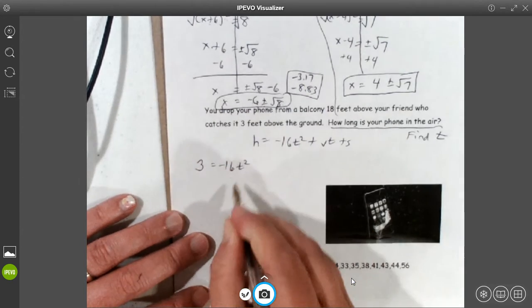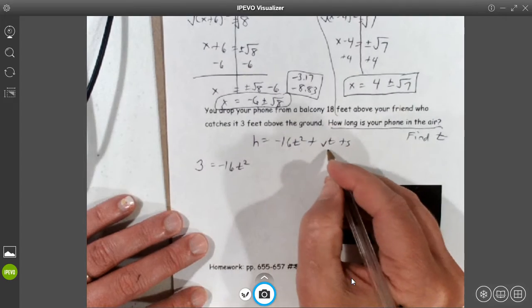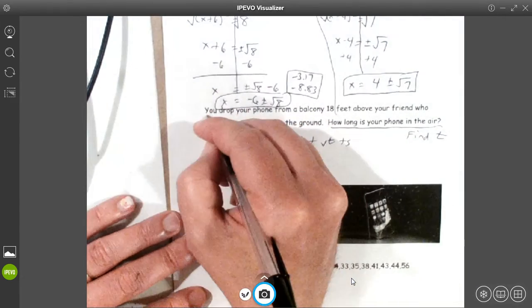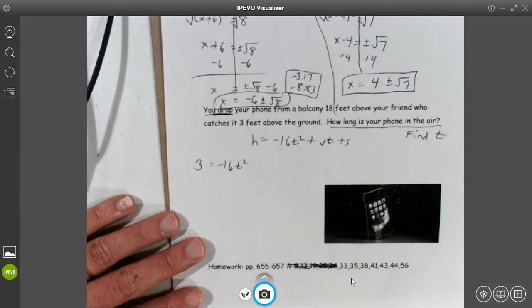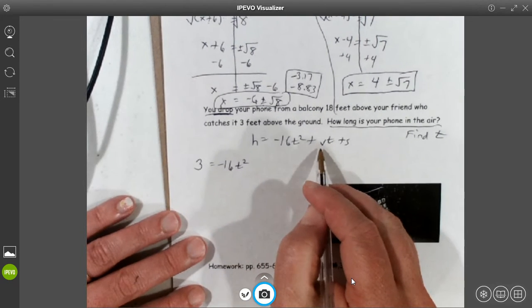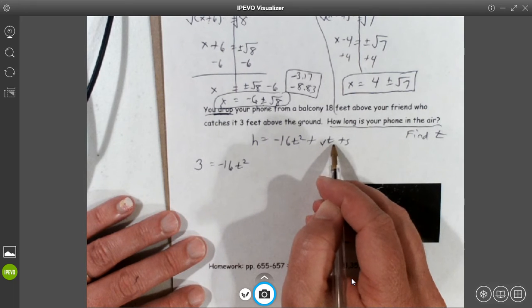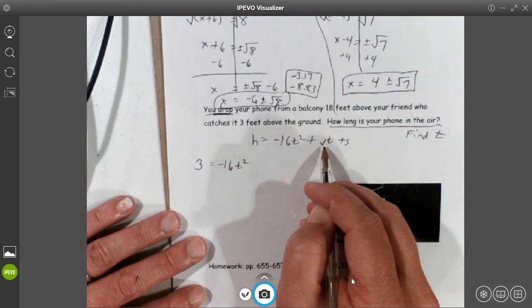-16t squared, again, that's going to stay my variable because that's what we're trying to find. Plus, now, vt, its initial velocity. You're dropping this, all right, you're not throwing it. So the initial velocity is actually just 0. So this would be 0 times t, and I don't care what t is, that would just be 0. So I could put plus 0 in there, but that's a waste of time. So I'm just going to leave that out.